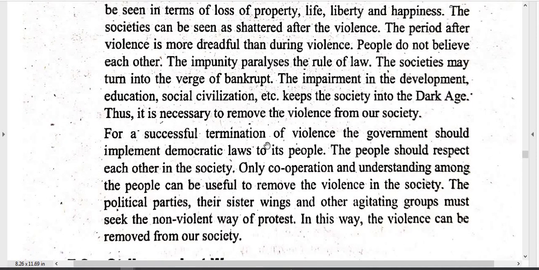For a successful termination of violence, the government should implement democratic laws for its people. The people should respect each other in the society. Only cooperation and understanding among the people can be useful to remove the violence in the society. The political parties, their sister wings, and other agitating groups must seek the non-violent way of protest. In this way, the violence can be removed from our society.